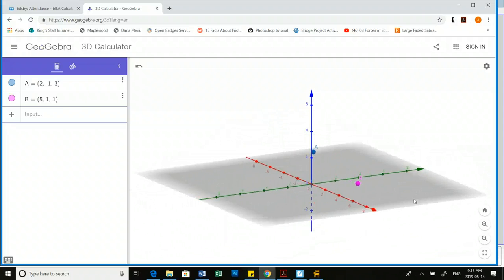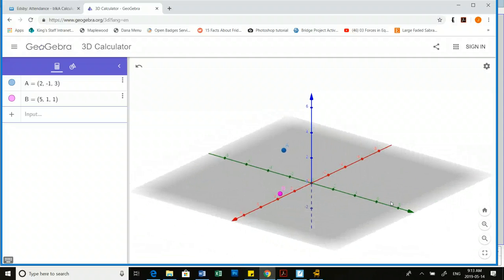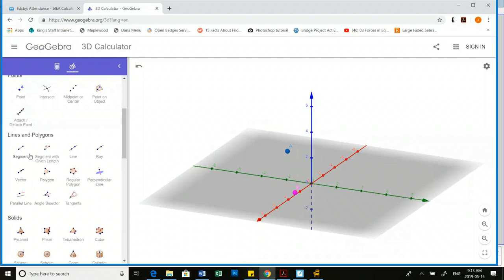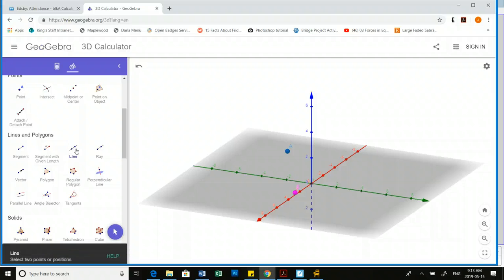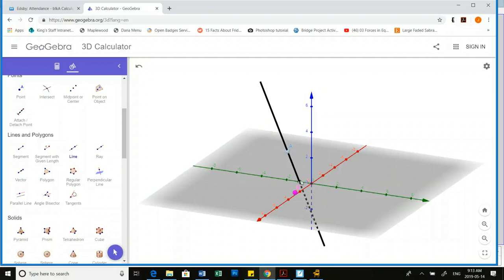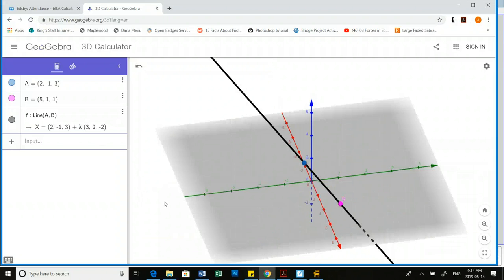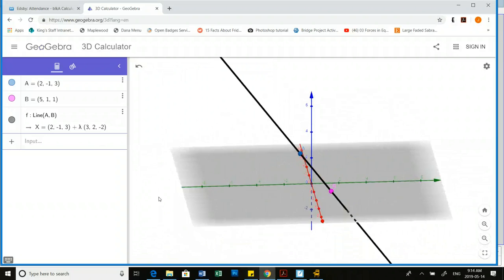I want the line in 3D space that connects these 2 points. So I can choose line here, and select the 2 points that I want the line to extend through. And there's my line, I just created it. It also creates the equation of the line for me. You can see here that we have (2, -1, 3), which is a 3D point on that line. You can see it in 3-space here if you want to check it out.